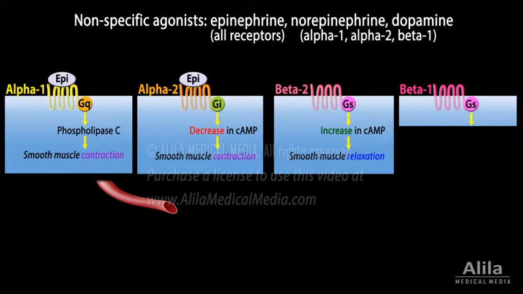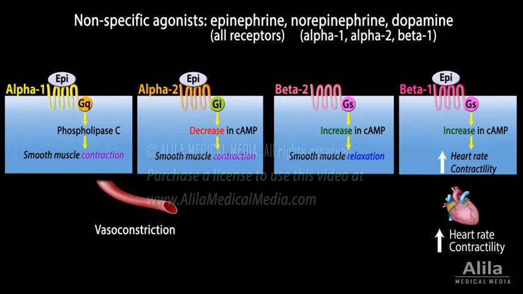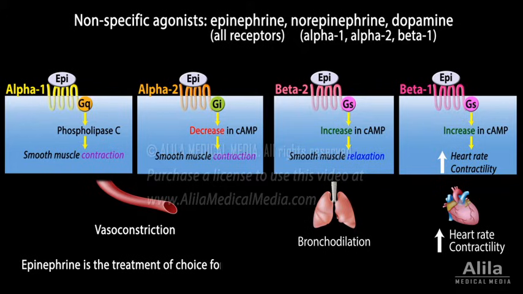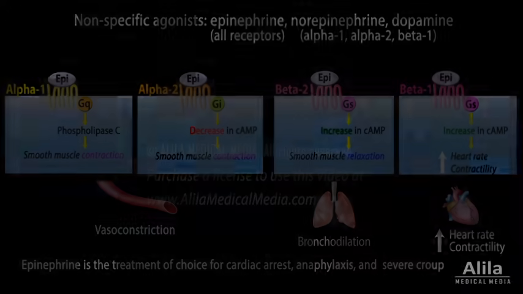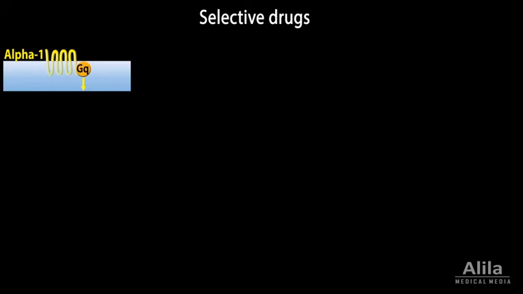Thus, at higher pharmacologic doses, epinephrine induces vasoconstriction via alpha receptors, increases heart rate, cardiac contractility via beta-1 receptor, and dilates bronchi via beta-2 receptor. Epinephrine is the treatment of choice for cardiac arrest, anaphylaxis, and severe croup. Specific drugs target only a certain type of receptor.